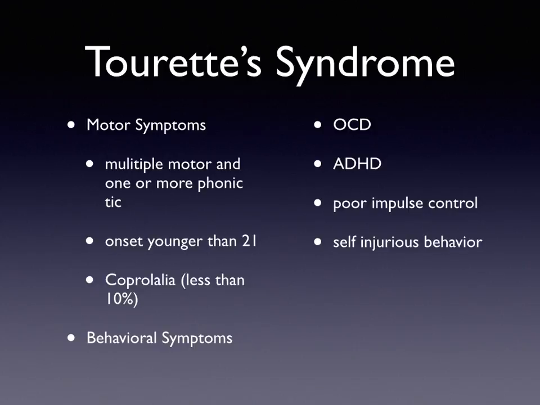Medications used to treat tics. There are various types, so medications such as clonidine may be effective. Dopamine blockers also are used as well. And so there are a variety of medications. And you just have to manage the side effects of the medications versus the symptoms themselves.